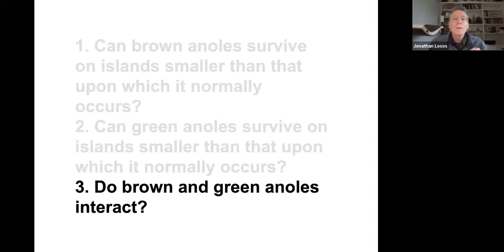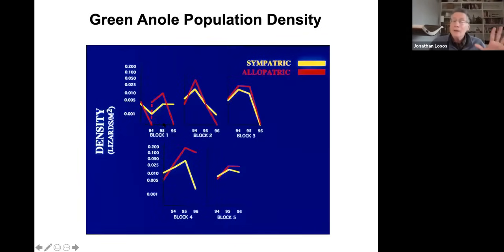Well, all right, what about where we put the 2 species together? What we find, so there are 5 blocks of 3 islands. Each block had a green anole island, a brown anole island, and both. And what you see shown here is the density of green anoles. The red line is the green anole by itself. The yellow line is the green anole in the presence of brown anoles.